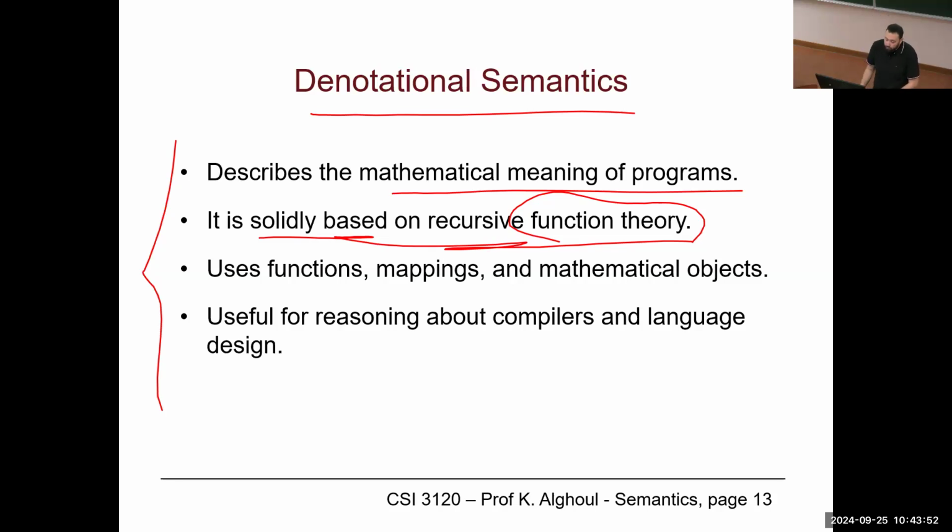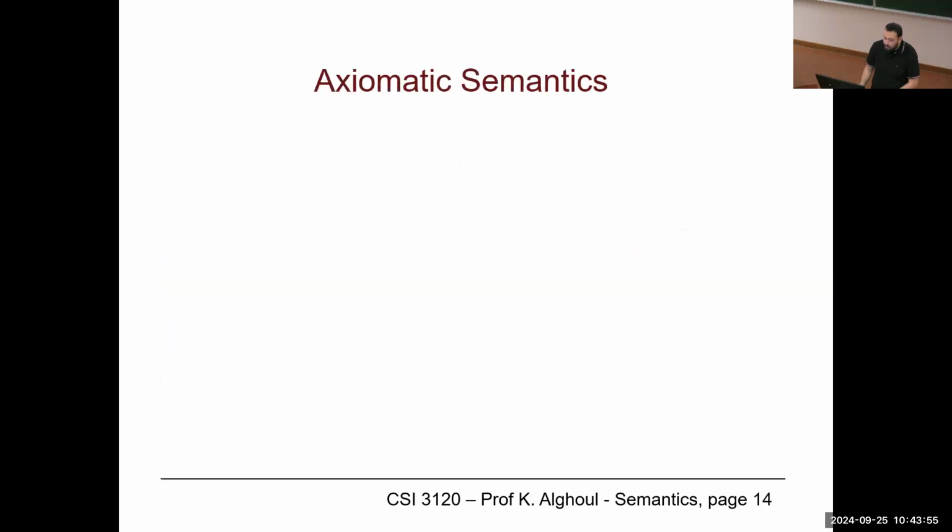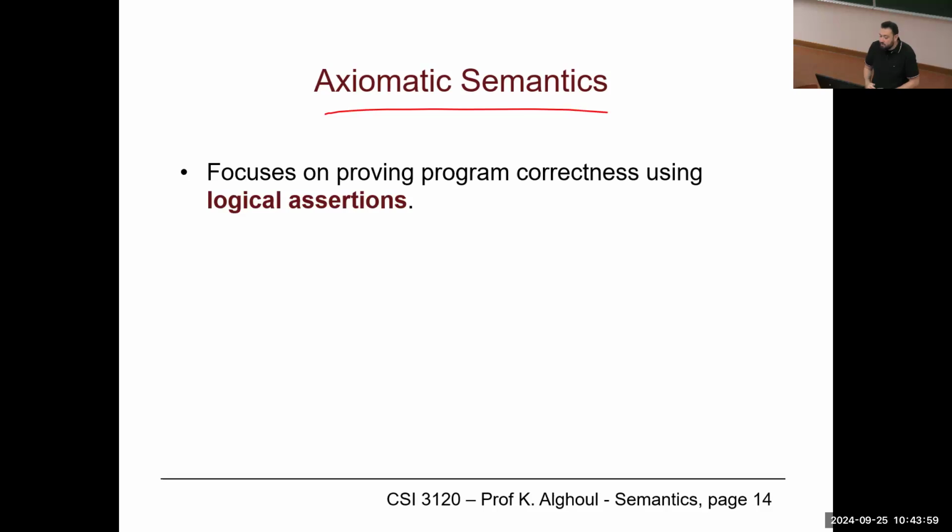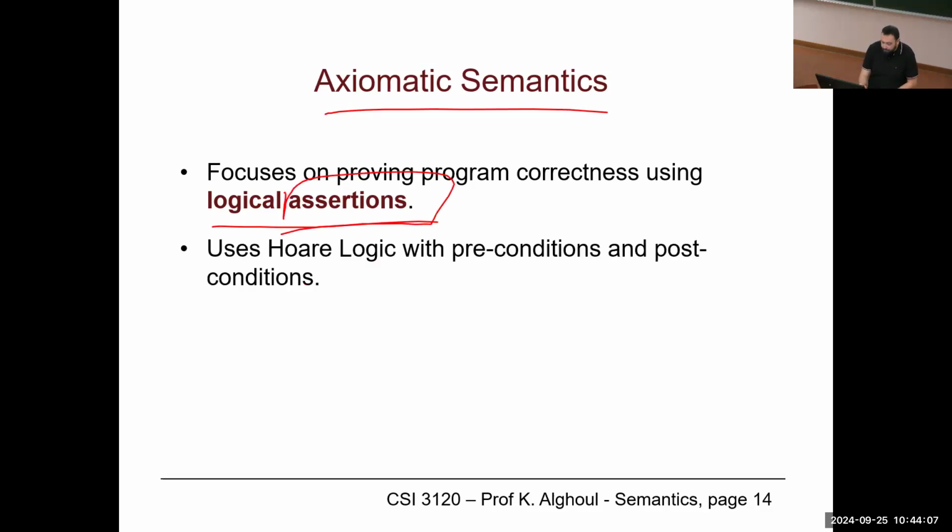So we're going to only focus on the axiomatic semantics. What is the axiomatic semantics? It focuses on proving program correctness using logical assertions. So this word assertion is important for us. It uses the Hoare logic, I hope I'm pronouncing it right, with preconditions and postconditions.